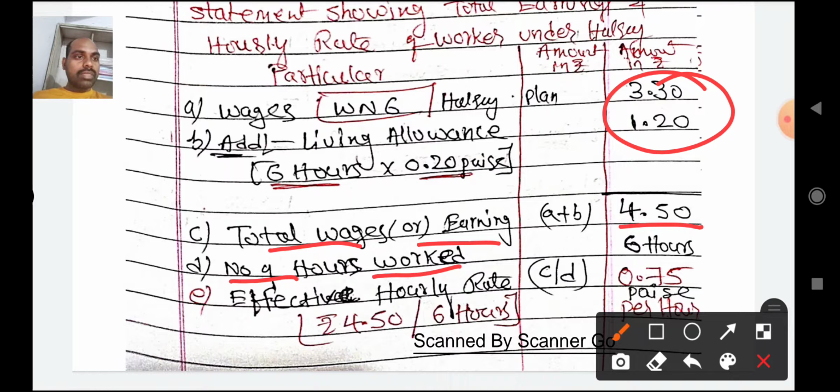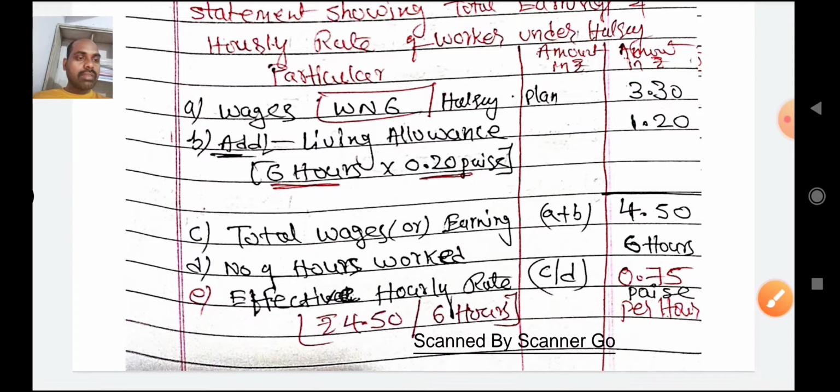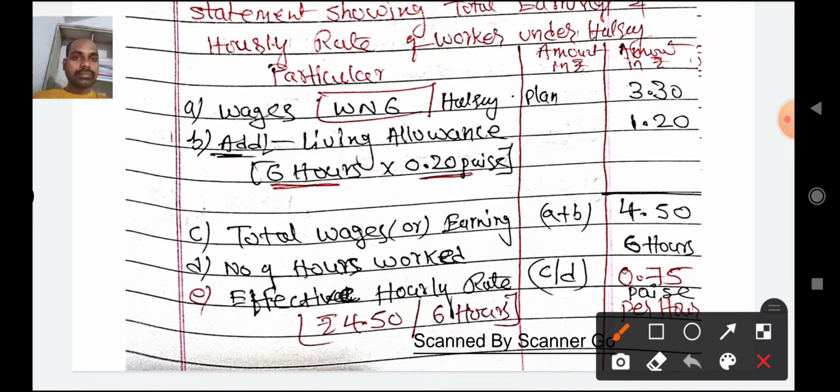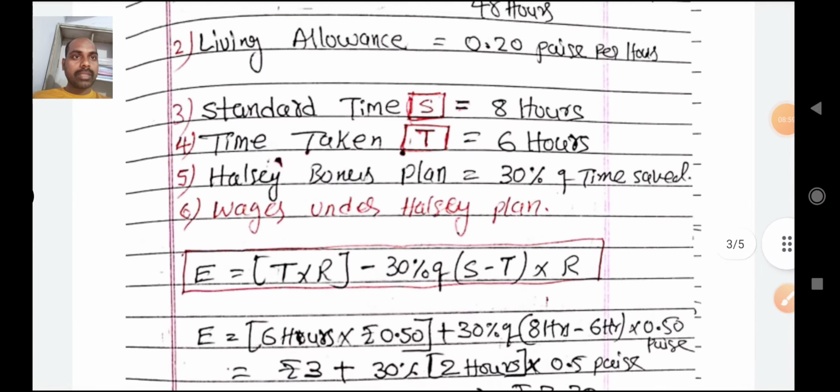Number of hours worked 6 hours we have, standard is 8 but he has worked only 6 hours, so effective hourly rate. Total earnings 4.50 divided by 6 hours, you will get 0.75 paise per hour, that is your effective rate. Here ends the answer number 2 also. So फटाफट करेंगे, और एक क्वेश्चन भी है.